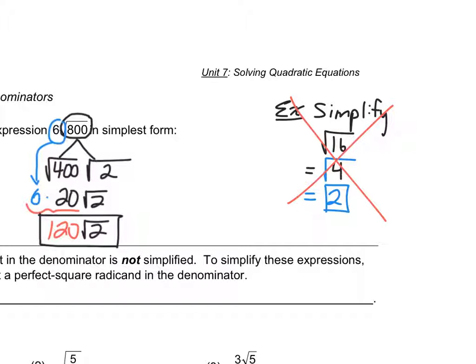It's a single operation. The square root of 16 is equal to 4. The square root of 16 is not equal to 2, but sometimes people just can't stop themselves from finding square roots. So that's a common error that I see.